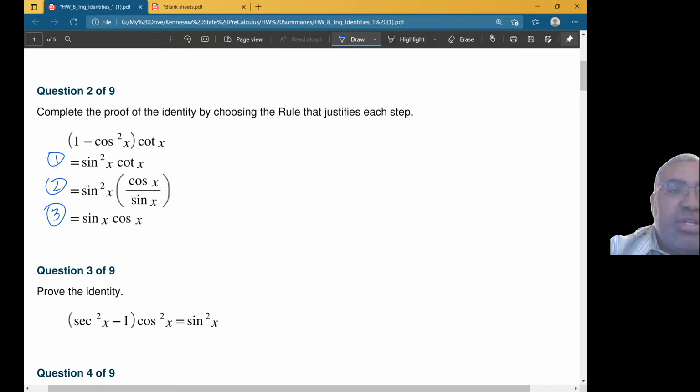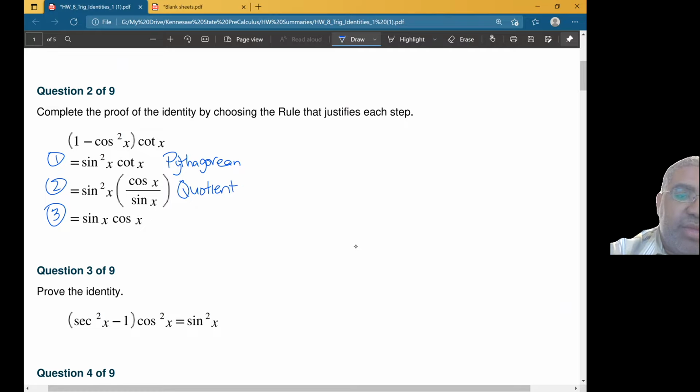It's helpful. So to go from the initial problem to the first step, I'm changing 1 minus cosine squared x to sine squared of x. That is the Pythagorean identity. Next, I change cotangent of x into cosine of x divided by sine of x. That is one of the quotient identities.